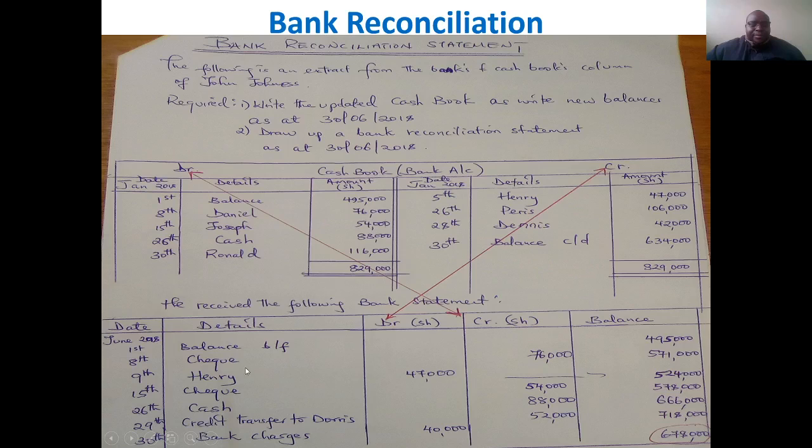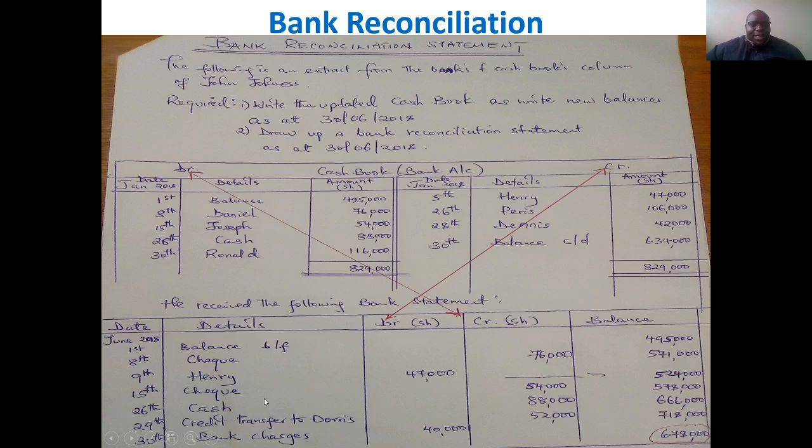On 9th, some money is debited because we have paid Henry. The check was delayed to be cleared. It was issued to Henry on 5th, but it was cleared by the bank on 9th, 47,000. On 15th, the bank received a check of 54,000 from us because we had been paid by Joseph Adeta, 54,000.